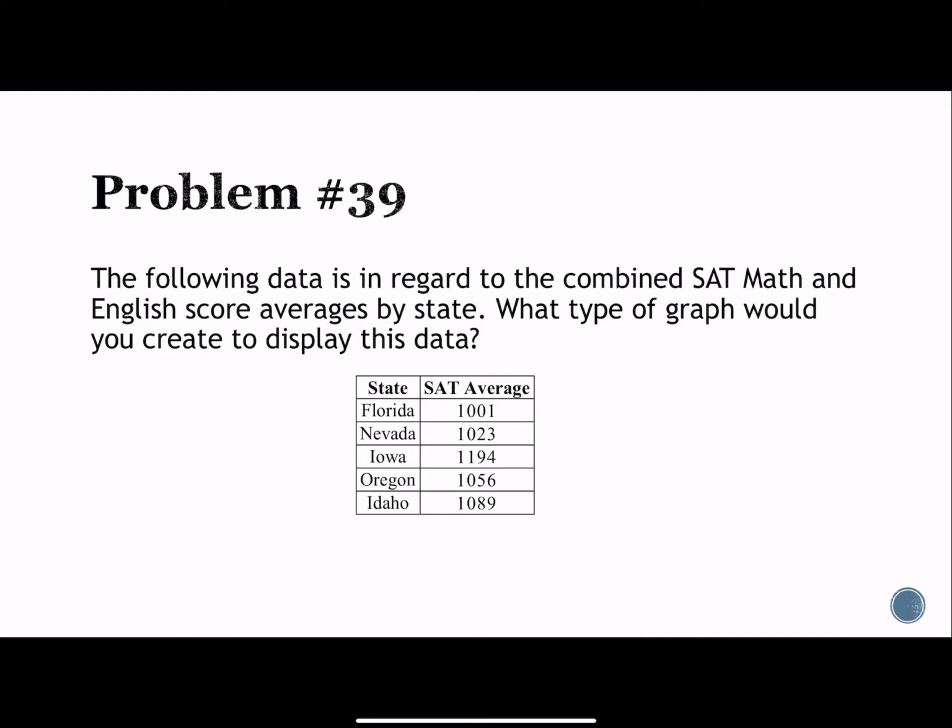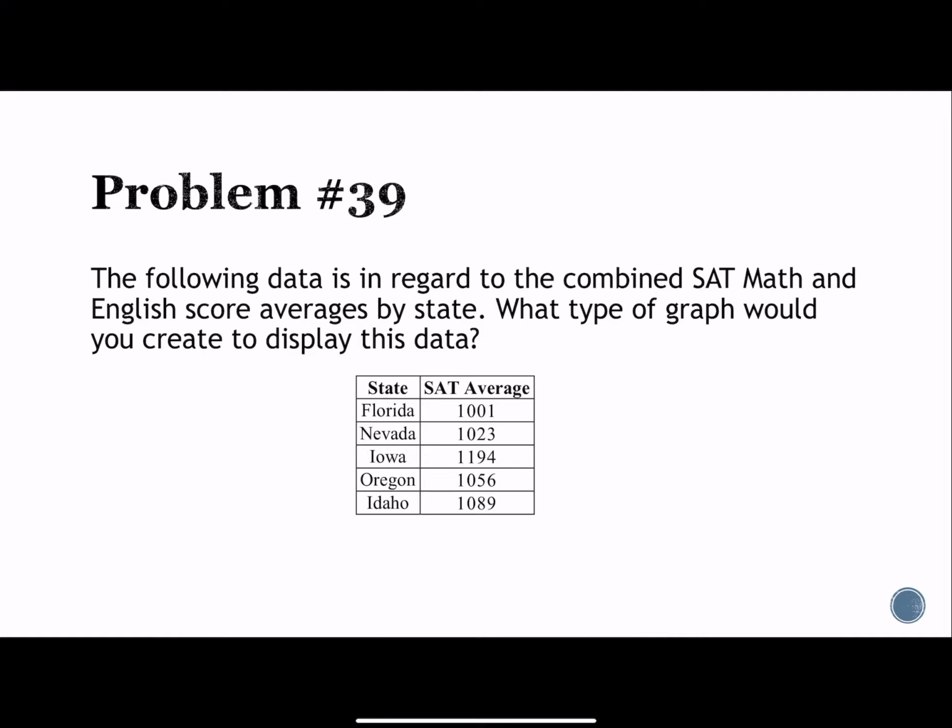The following data is in regard to combined SAT math and English scores, averages by state. What type of graph would you create to display this data? So the states here are the variable. The states are, in some respect, categories. So you have to think for a minute, what graphs do we use for categorical data? Well, we've got bar graphs and we've got pie graphs.